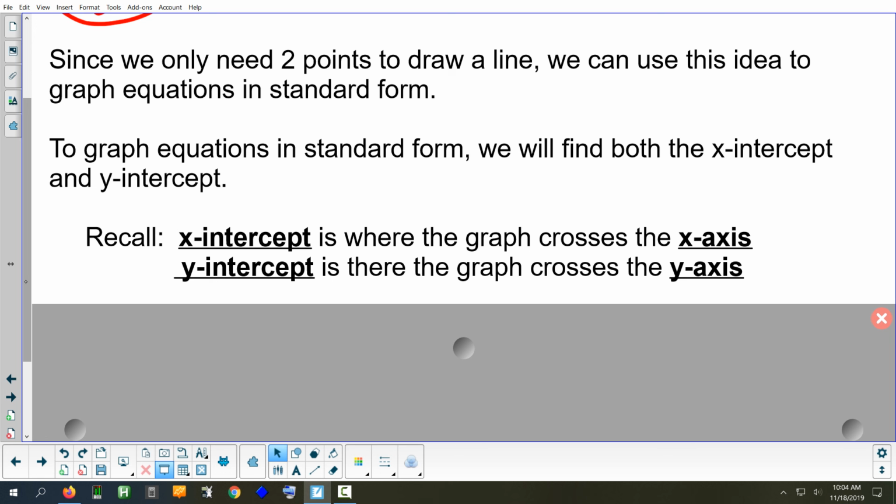And if you're thinking, well, what if it doesn't cross an axis? It always will. The only way it would not cross an axis is if it's vertical or horizontal. We did those separately. The ones I give you in this lesson are always going to be on a slant. If it slants, it's always going to cross both of those axes somewhere. Always.